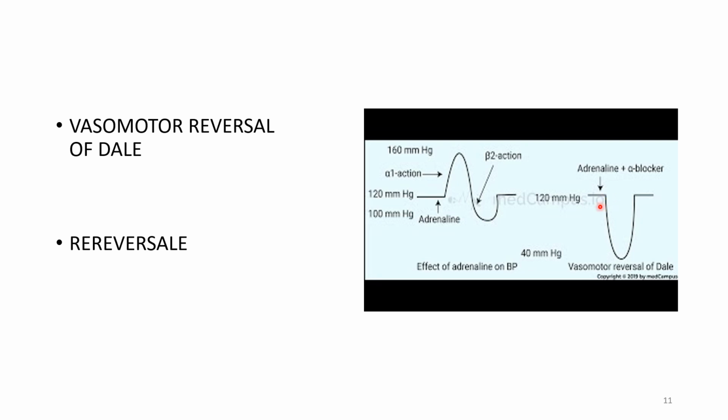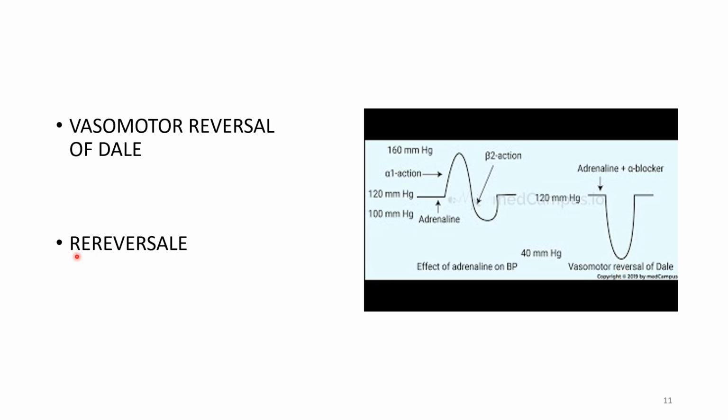But what is vasomotor reversal? Now we are giving adrenaline intravenously and we are also giving a non-selective alpha blocker. So it will block the alpha receptors. So what happens? There is no rise in the BP. Only you can see a fall in the BP. This is called vasomotor reversal of Dale.